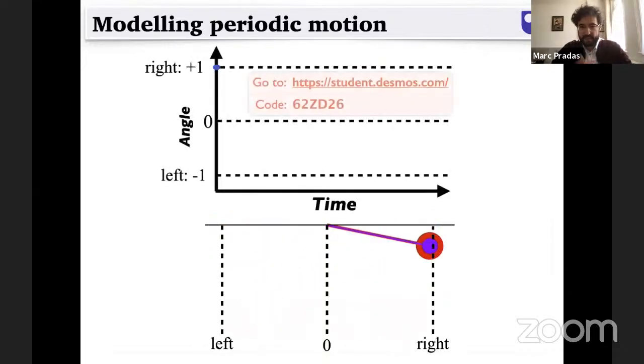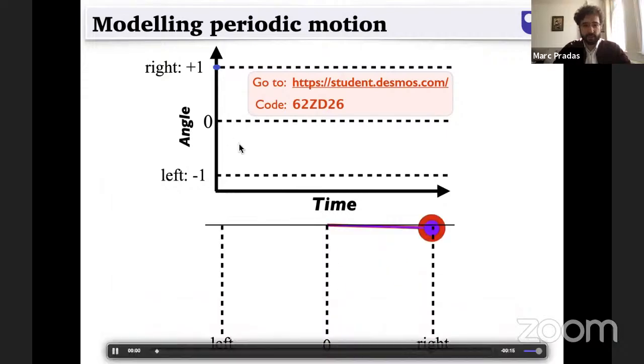Can you tell me, or can you sketch the time evolution of the angle versus time? If you go to Desmos, you will find the first activity which shows you this axis, and you can sketch the time evolution of this angle. Or if you prefer, you can type in the chat a mathematical function that you think can describe this time evolution of the single pendulum.